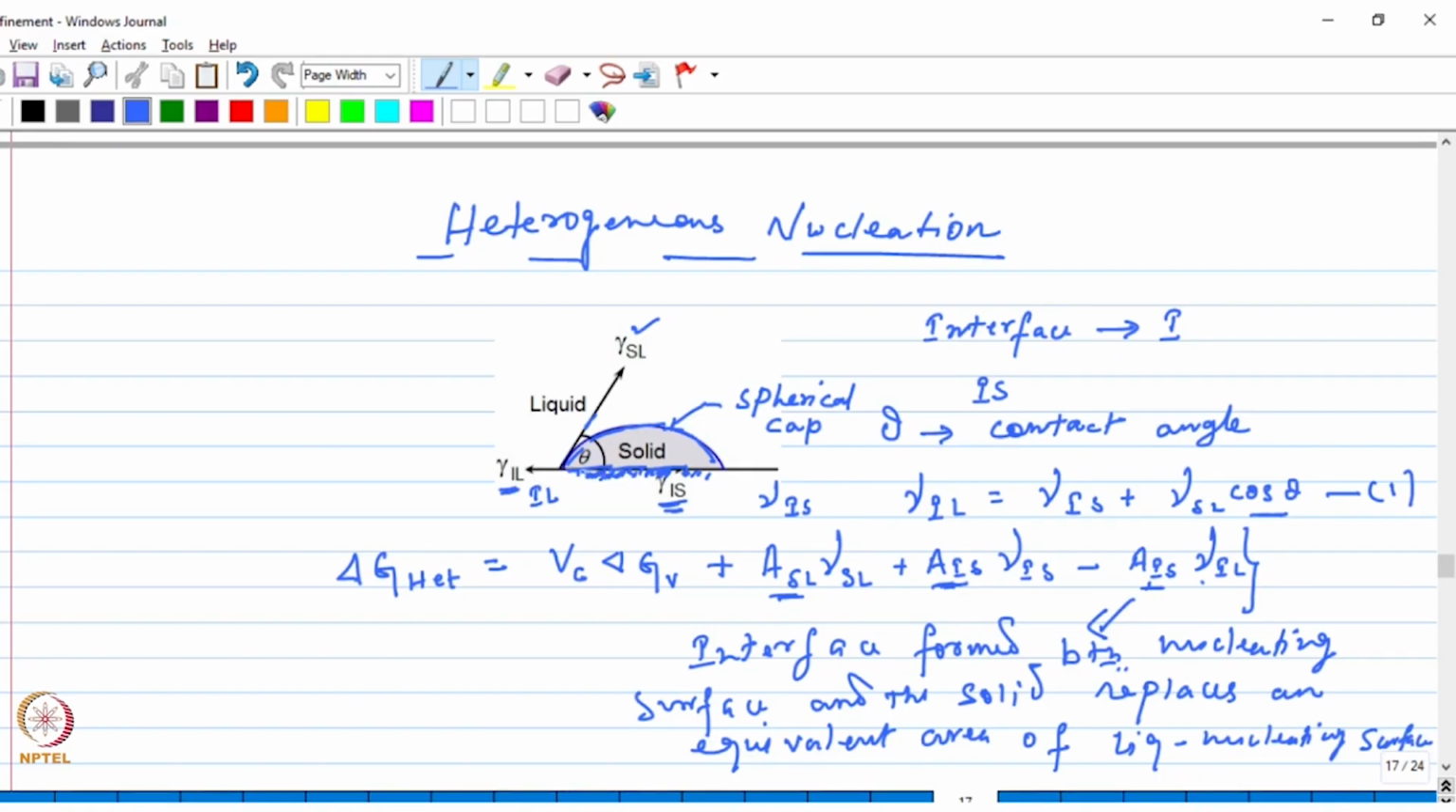So this is the surface which is formed between the solid and the heterogeneous surface, right? And this is formed out of this particular surface, which is between the liquid and the heterogeneous surface, right? So an equivalent amount has been replaced when this interface forms, right? An equivalent area is replaced by formation of this interface between the solid and the heterogeneous surface.